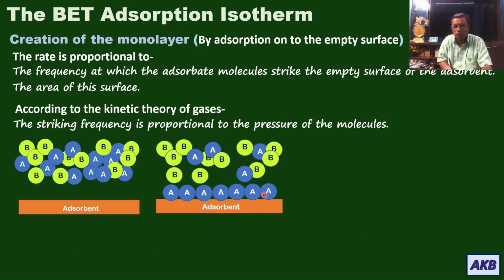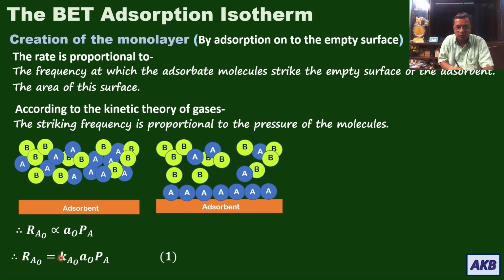It has formed the monolayer. So if you have to represent it mathematically, Ra naught, that is rate of adsorption on the empty surface, is directly proportional to A naught into Pa. And if you remove the proportionality, it will be Ra naught is equal to Ka naught into A naught into Pa. Let me call it as equation 1.